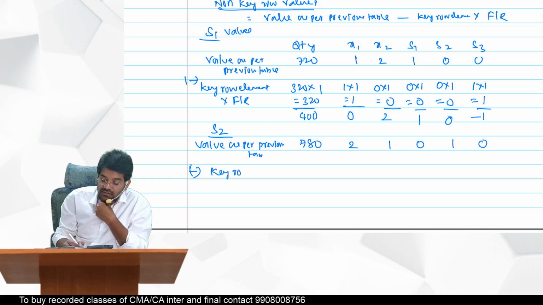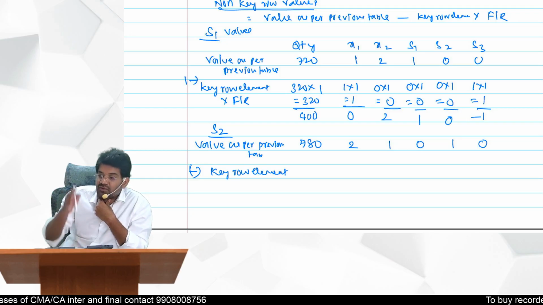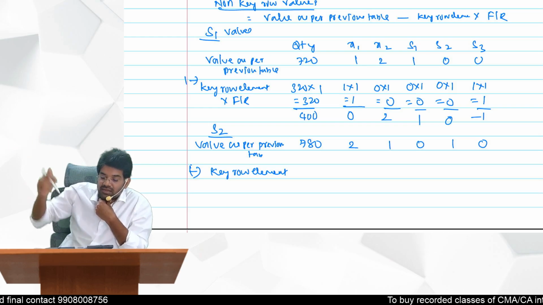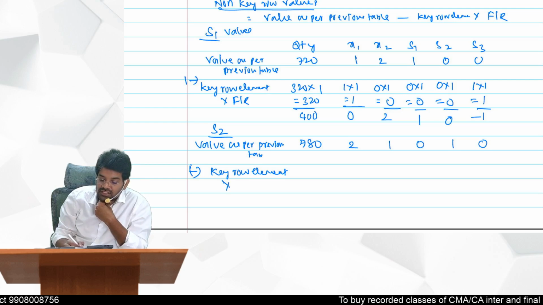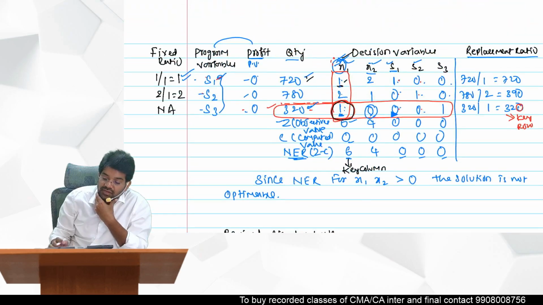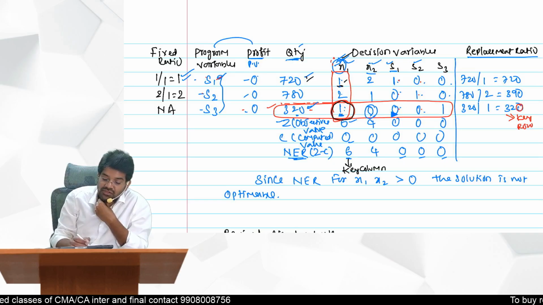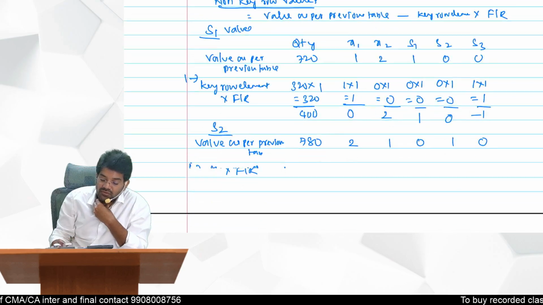Corresponding key row element for every column, corresponding key row element into fixed ratio of that row. So what is the key row element for x1 now? First let us take quantity. Quantity is 320, corresponding key row element for that quantity column. 320 into what is the fixed ratio of S2? 2. So 320 into 2.